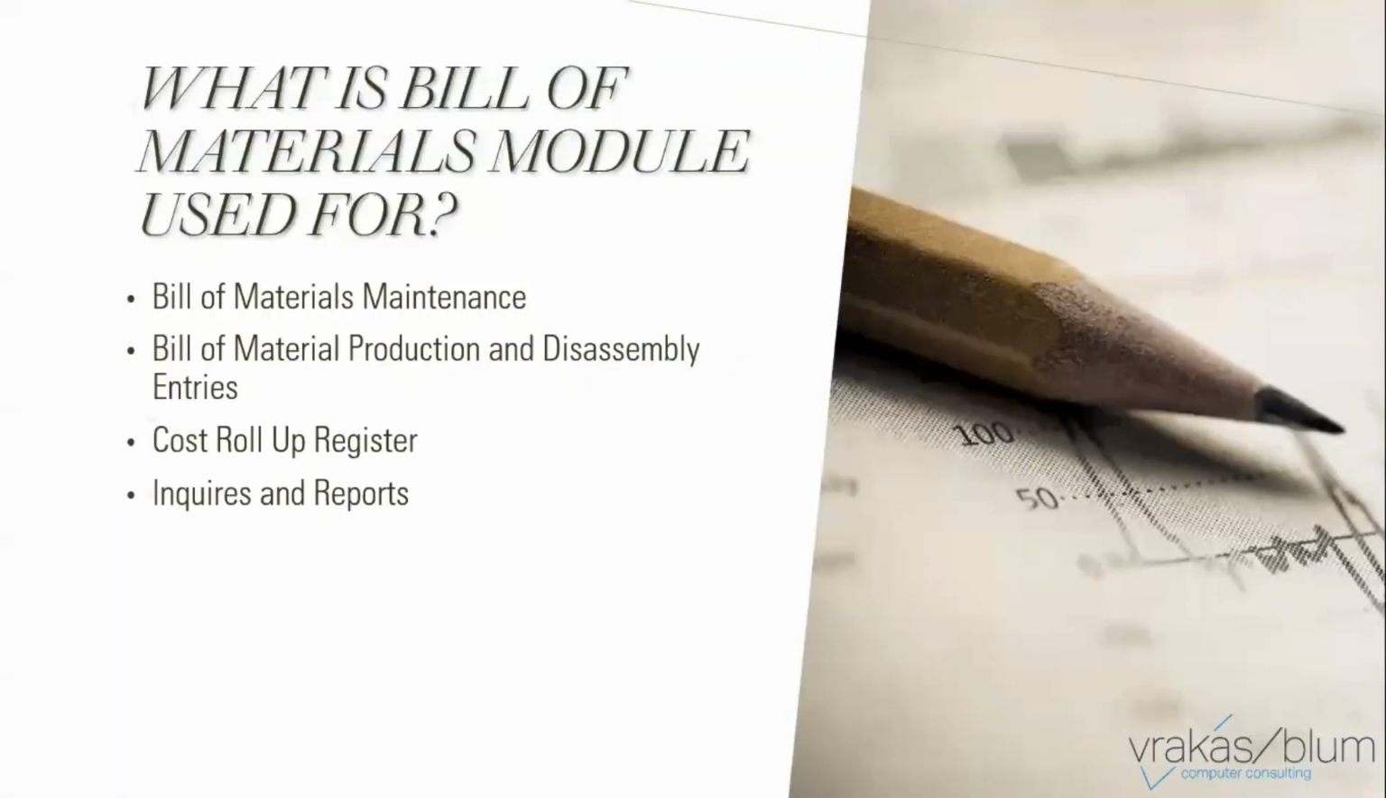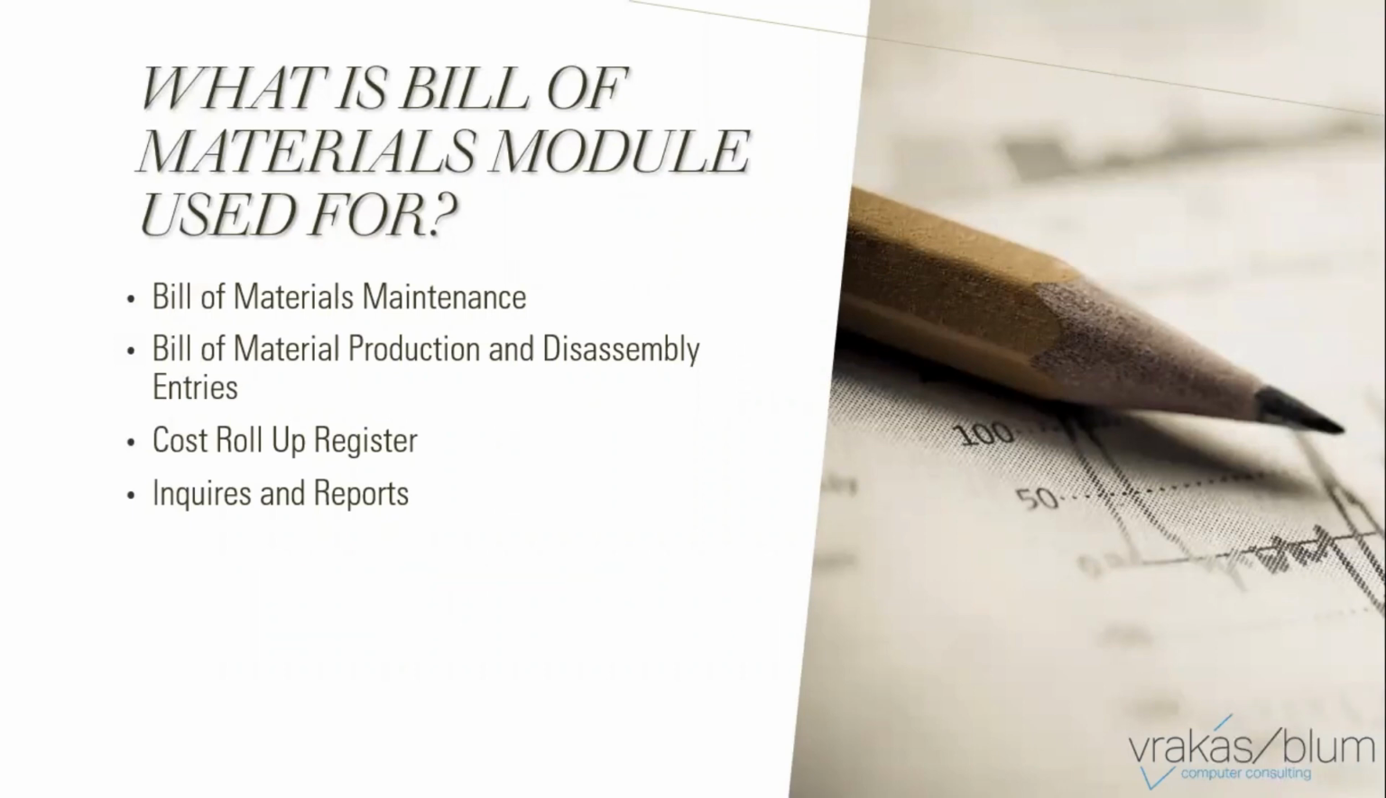Bill of Materials is primarily used for the BOM maintenance, which includes, but is not limited to, bill numbers, description, type of BOM, revisions, and components required for the parent item. Bill of Materials production entries and disassembly entries can be entered, along with running the cost roll-up register. BOM inquiries and reports can also be found here.